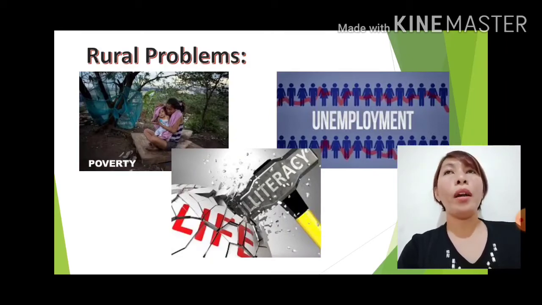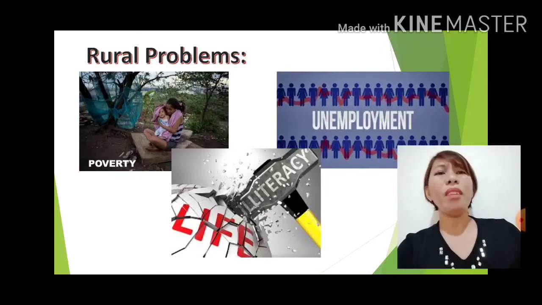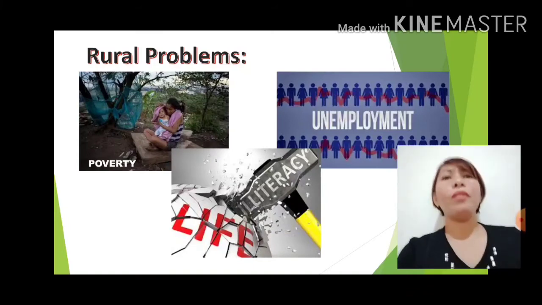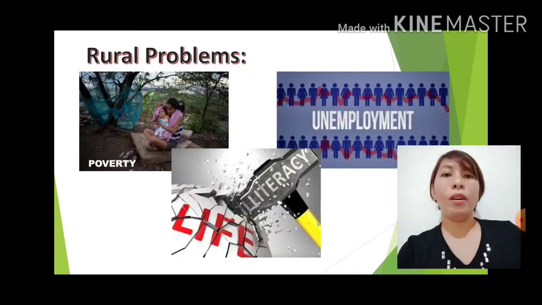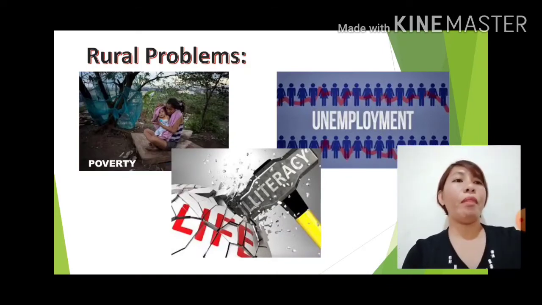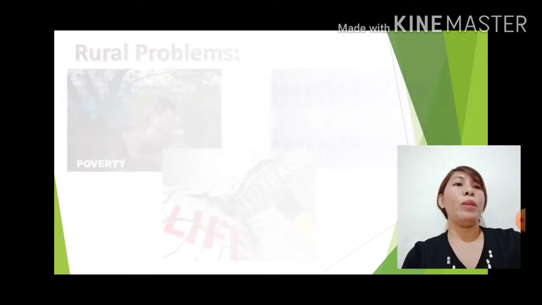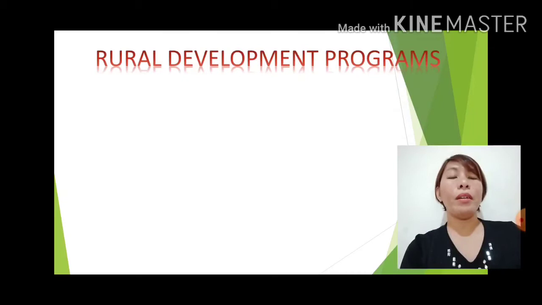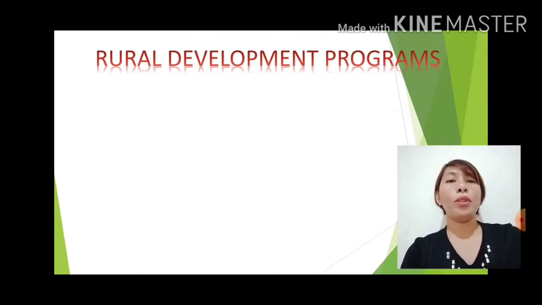If you are unemployed, if you don't have a job, you're not getting any income, so you don't have money to support yourself and your family. It has been said that the world's poorest are found in the rural areas because economic opportunities are very much limited. Because of these, there are rural development programs that our government is initiating, and we also have non-government organizations who are doing these programs.